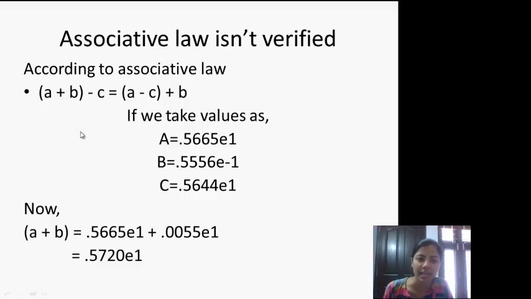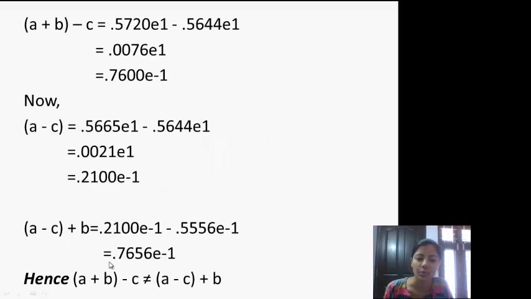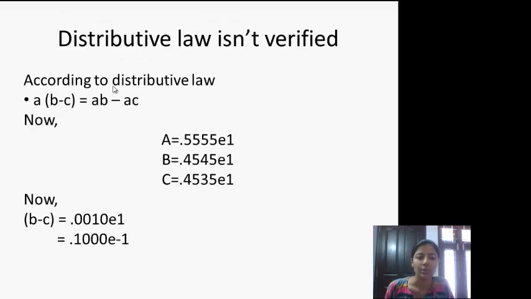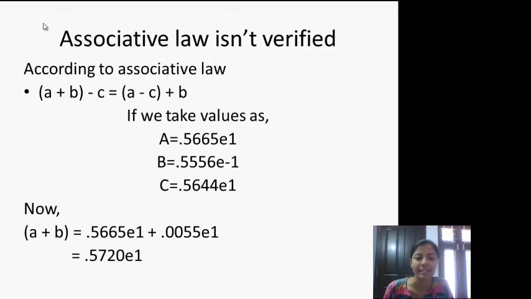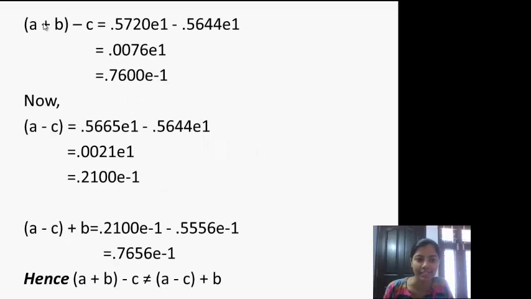When I do a plus b, I get 0.5720, and then when I subtract c from it, I get 0.7600 e to the power minus 1. Now the next thing, a minus c plus b. First I do a minus c: 0.5665 minus 0.5644 gives 0.2100 e minus 1. Here e minus 1 is 10 to the power minus 1.